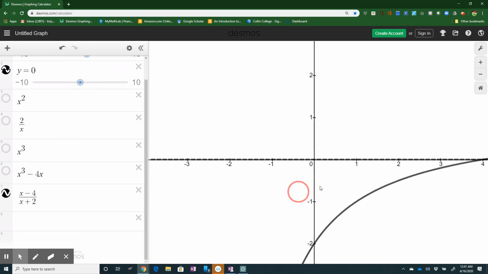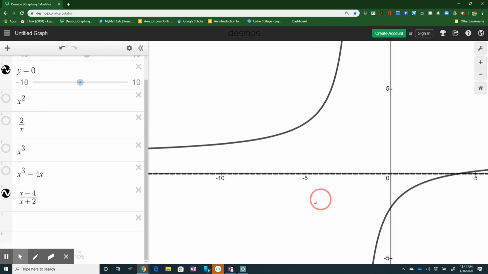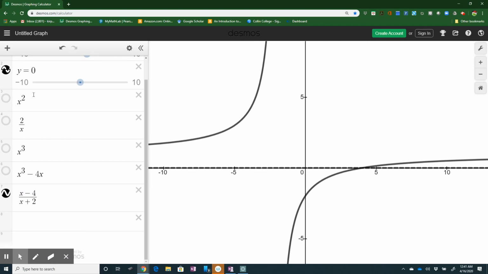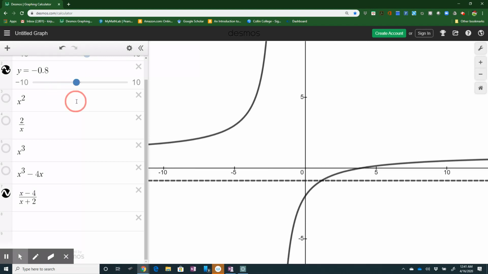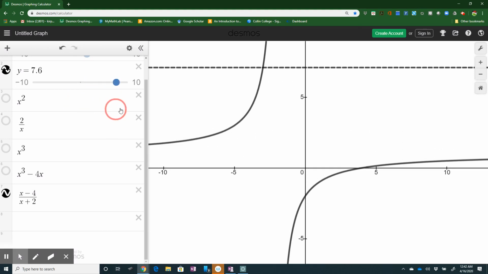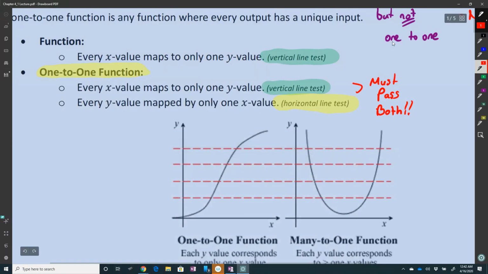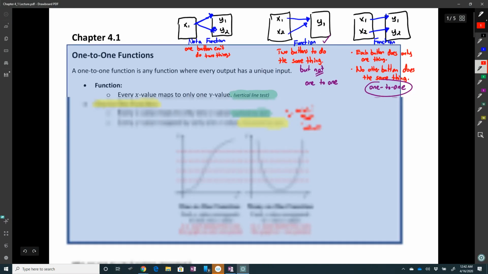And so this is a one-to-one function, because if you zoom out, you can see it still has that same shape. And it only crosses once, doesn't cross at all, that's okay, only crosses once, and there you go. So again, the vertical line test makes it a function, and the horizontal line test tells you it's one-to-one.